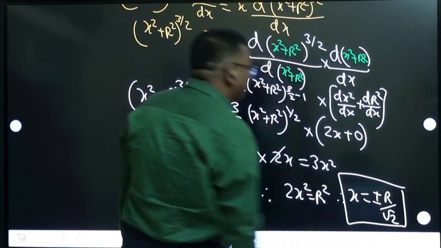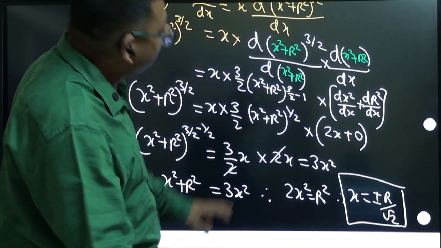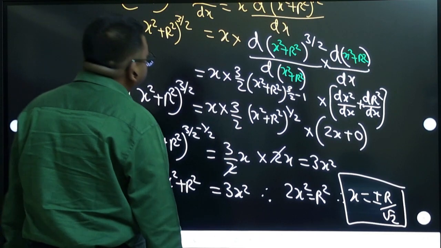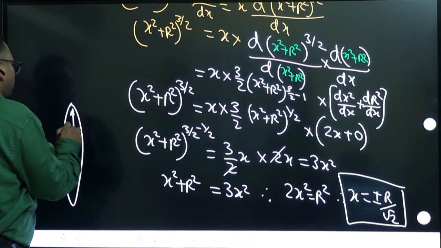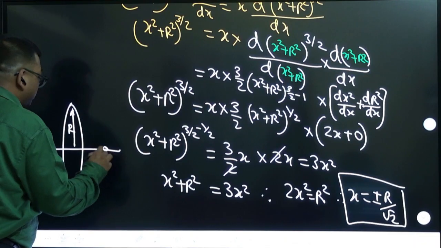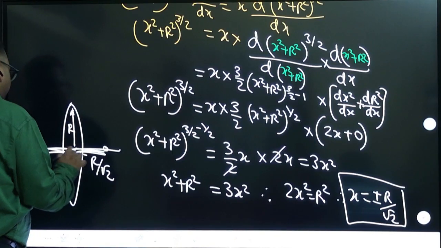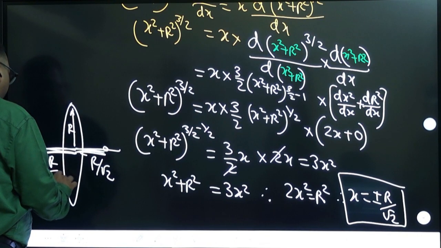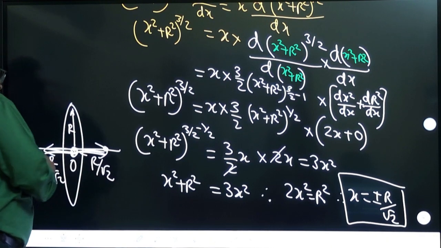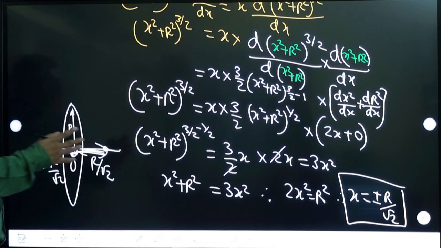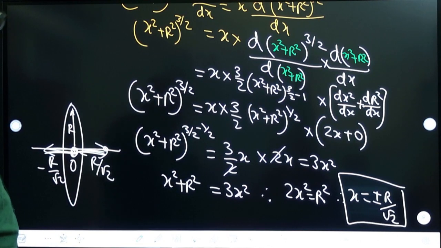It's a very important result in electric field. Where is electric field maximum? This place electric field is maximum. That means if this is the ring of radius r, electric field is maximum at a distance of r by root 2, either this side or this side from center. Plus or minus means left side, right side. Electric field is maximum there. Okay, that we should know.